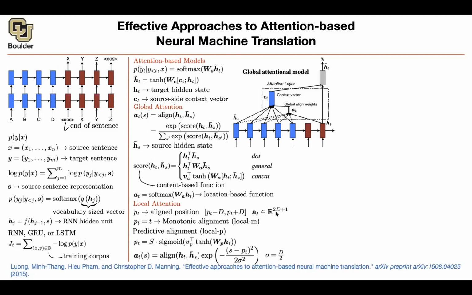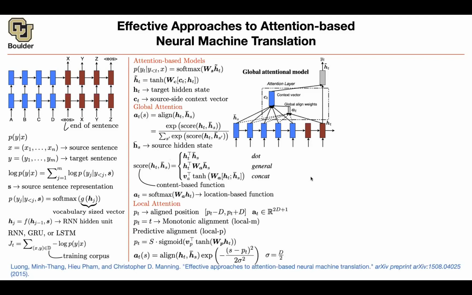So you're trying to reduce the cost from the size of your source sentence S, which could be large, to something that is deterministic. It's 2D plus 1. It's always that number. We're going to talk about the cost of attention models. So they're good, but they are not perfect. Okay, they have their own drawbacks. They are costly.